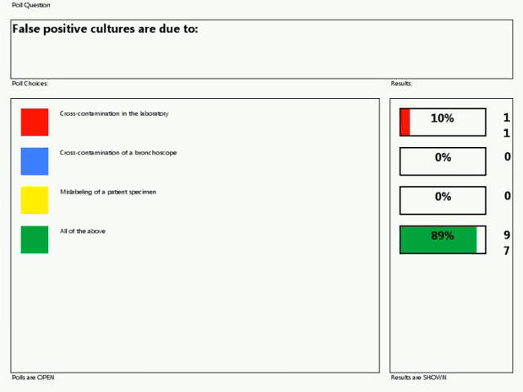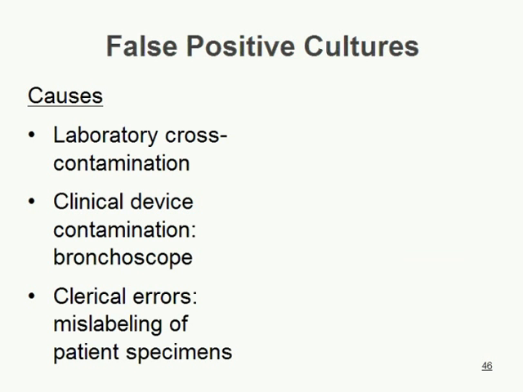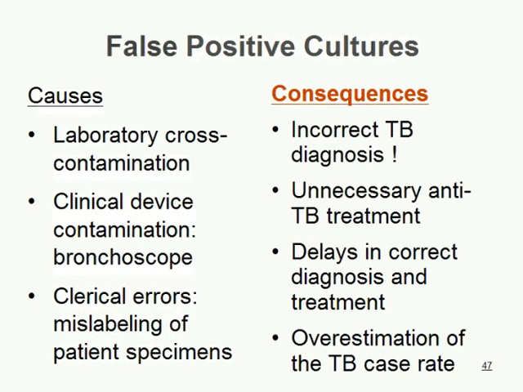Sometimes there can be mislabeling of a specimen in a laboratory when they process the specimen. We've had at least three of these, and usually they're suspected by a lab or by a hospital. It's very hard to identify from a central perspective. So causes, we've gone through this. The consequences are fairly serious. The patient gets an incorrect TB diagnosis.